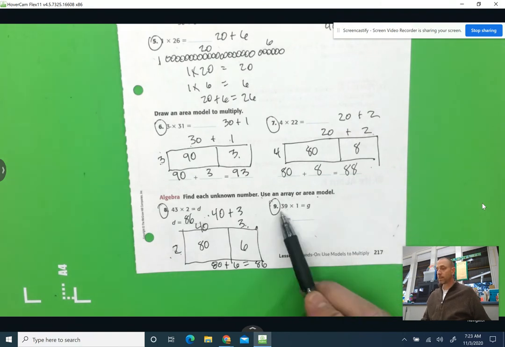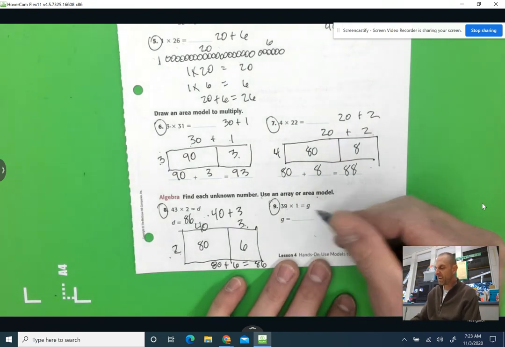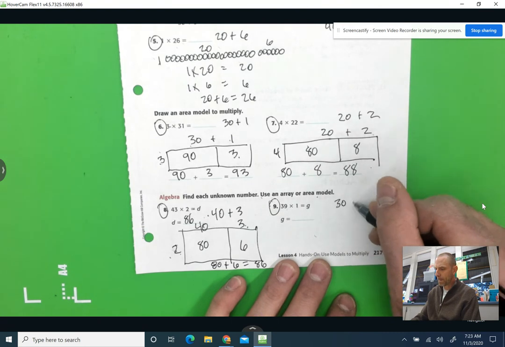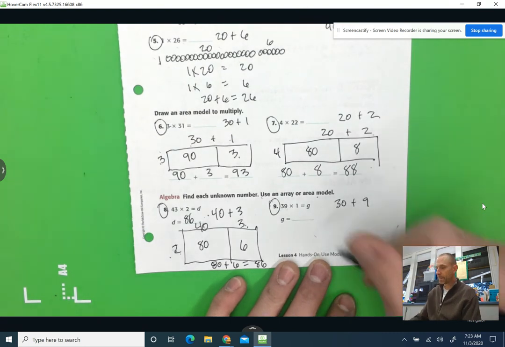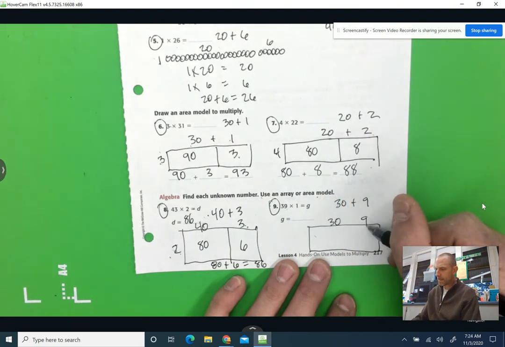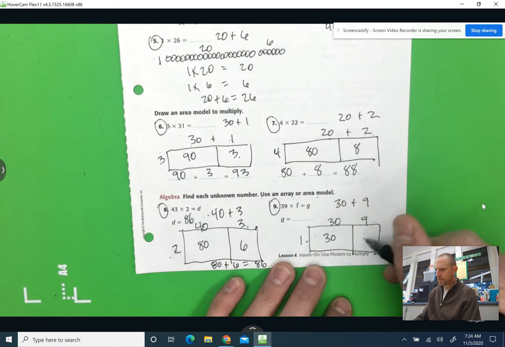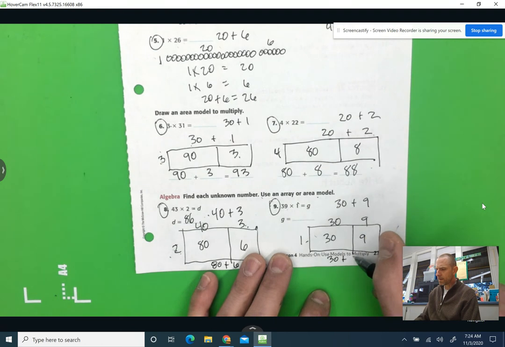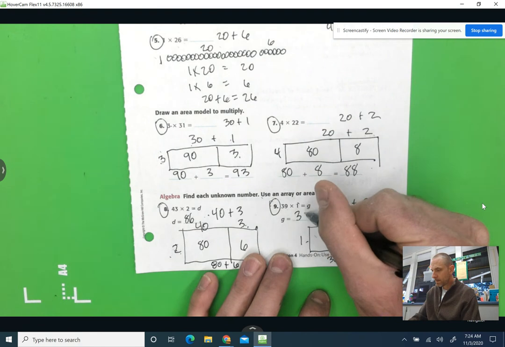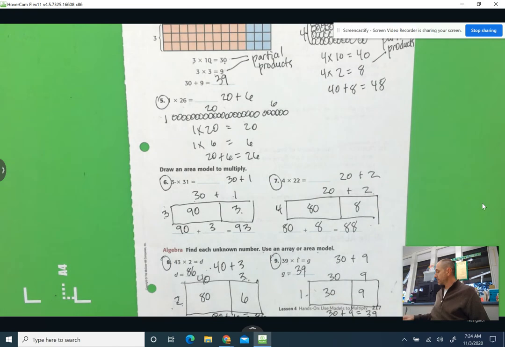39 times 1, look at that, they're trying to trick you. Okay, they put the 2-digit number first. Still doesn't matter. You're still separating out just the 2-digit number. Okay, so we have 30 plus 9. Draw our area model. 30 and 9. Give that 1. 1 times 30 is 30. 1 times 9 is 9. 30 plus 9 equals 39. G equals 39.